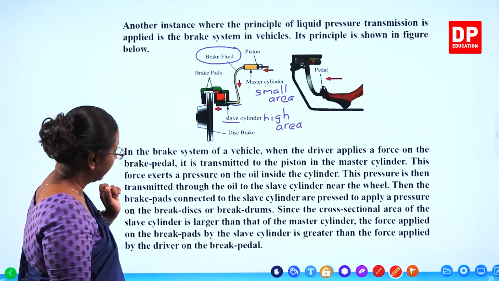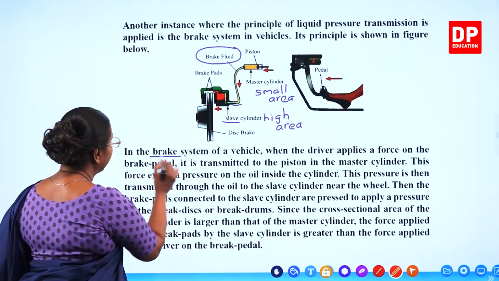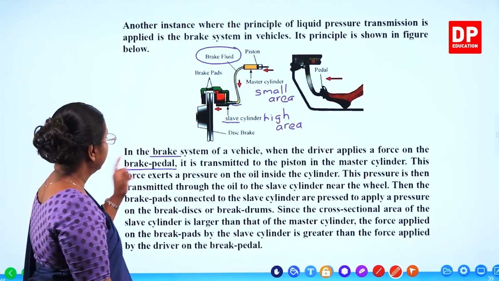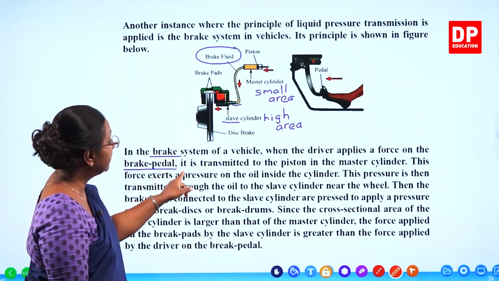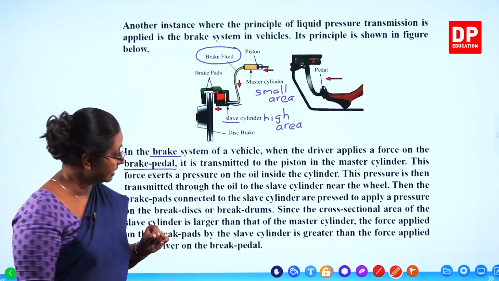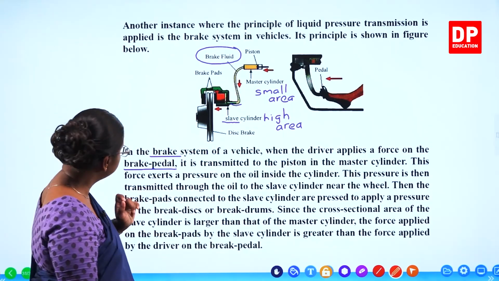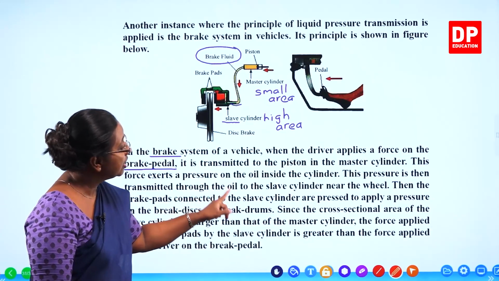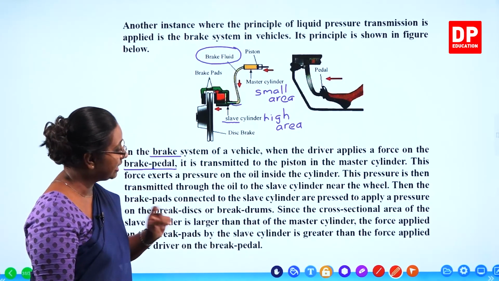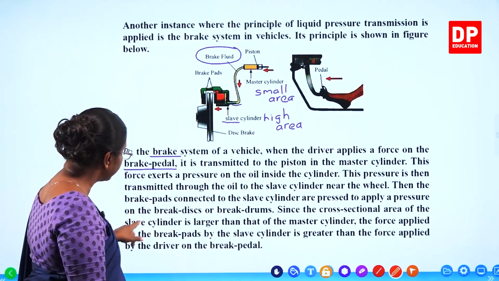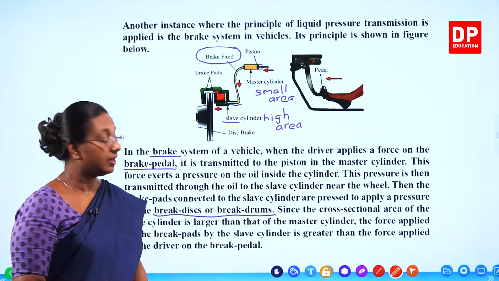In the brake system of a vehicle, when the driver applies a force on the brake pedal, students, you all know this, the brake pedal is this. It is transmitted to the piston in the master cylinder. This force exerts a pressure on the oil inside the cylinder, and this pressure is then transmitted through the oil to the slave cylinder near the wheel. Then the brake pads connected to the slave cylinder are pressed to apply a pressure on the brake disc or brake drums. So, there can be brake discs or brake drums.